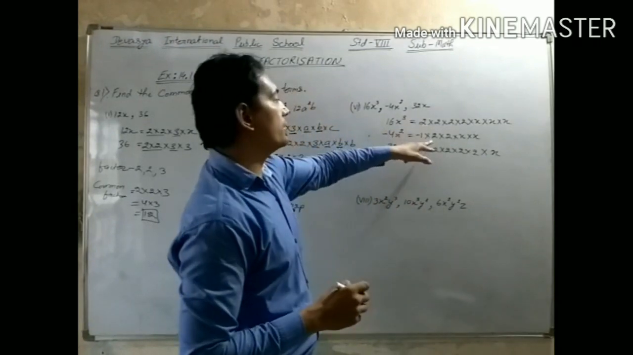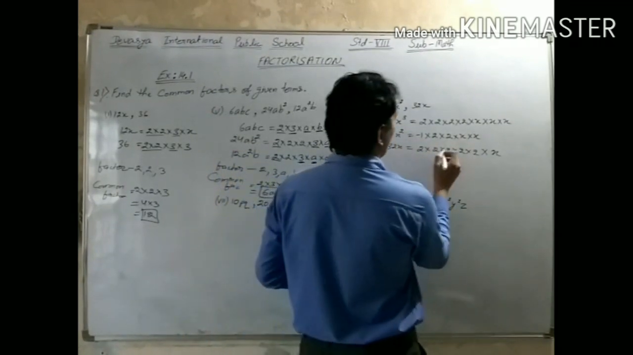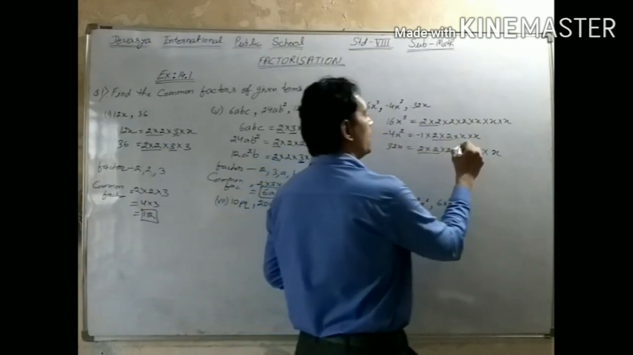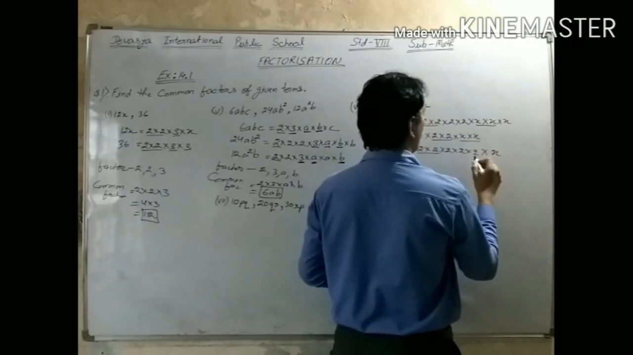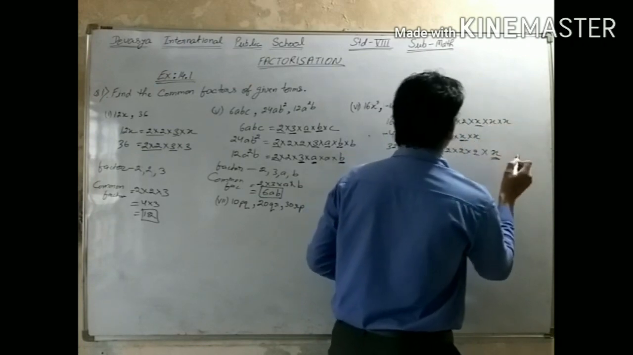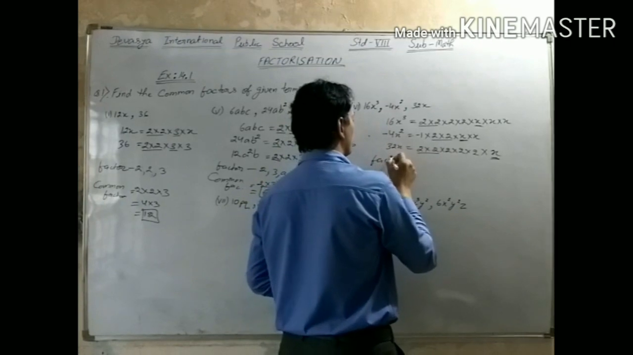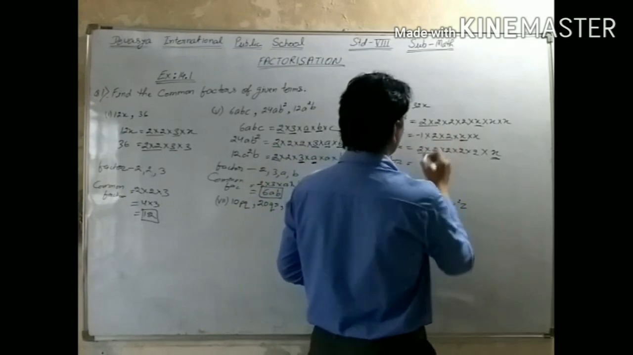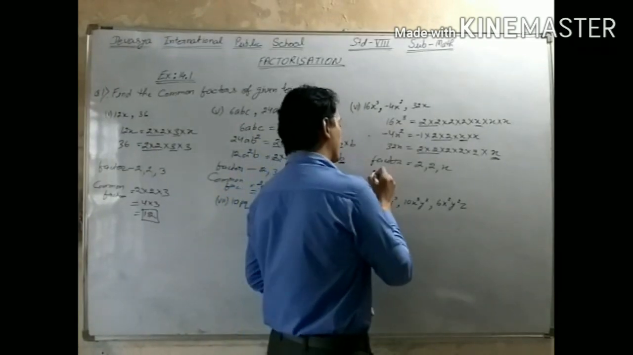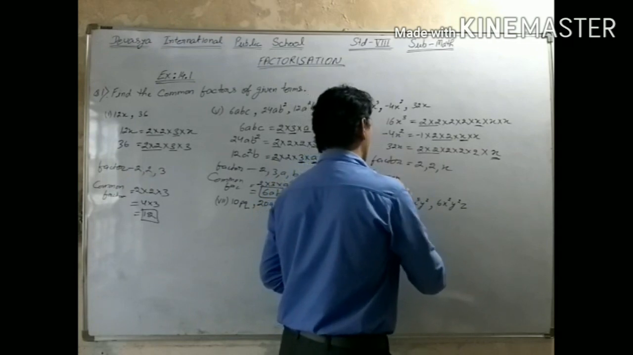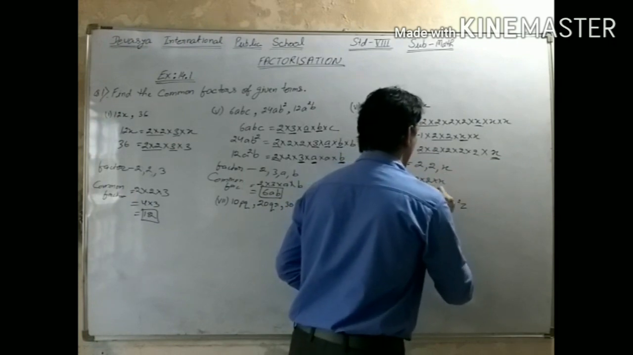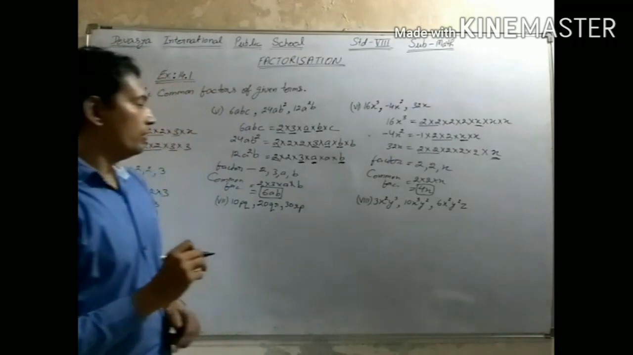Now looking at these reduced forms, we find out that 2 into 2 is common to all the three different terms, and x into x is again common, not x into x, only x is actually common to all the three different terms, right? So we simply write the factors. Factors are 2, 2 and we have x, and the common factor is equal to 2 into 2 into x, that gives you 4x. So 4x is the common factor.